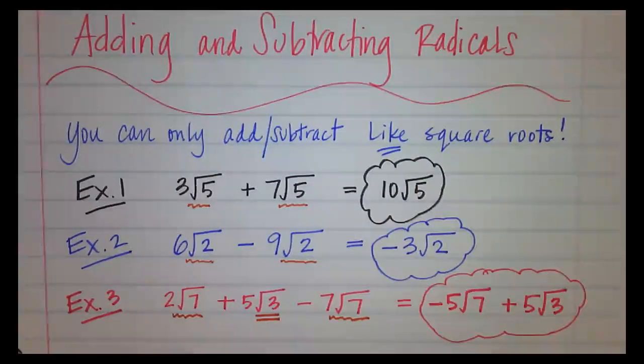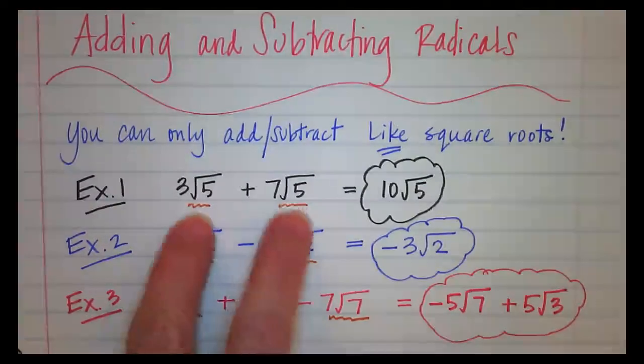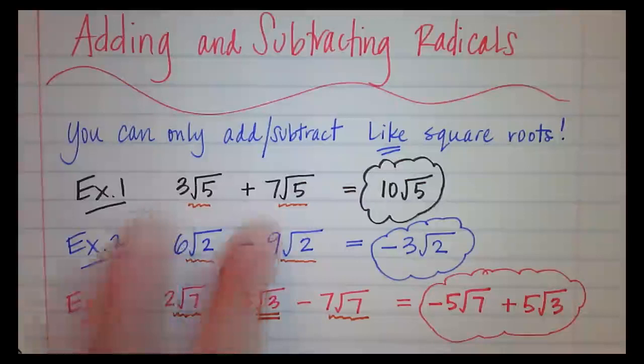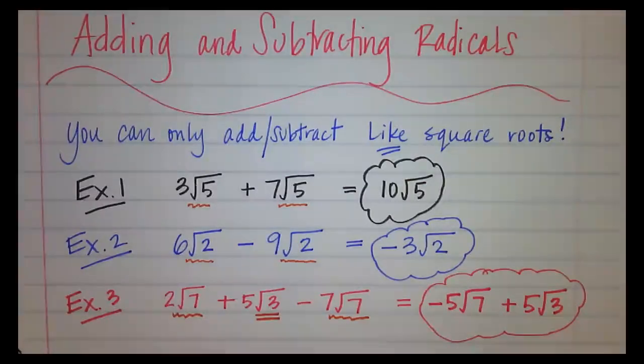All right, so to summarize, you can only add and subtract like square roots. So just like in fractions, you have to have a common denominator. In decimals, you have to have common decimals, so decimals have to line up. In radicals, you have to have like square roots or common radicals, however you want to say it. And then once you have the same square root, then you're really just adding or subtracting the coefficient.